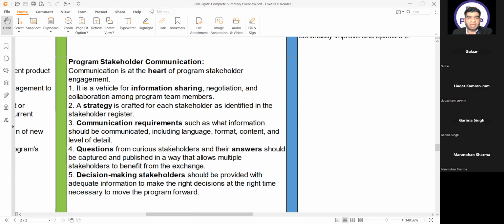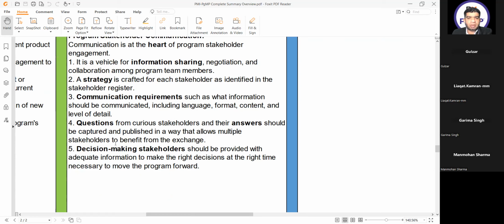Questions from curious stakeholders and their answers. Sir, what does it mean? A strategy is crafted, like in engagement kind of... Yes, strategy, or engagement. Yes, yes. Oh, okay, okay.